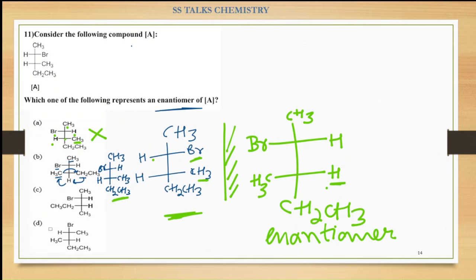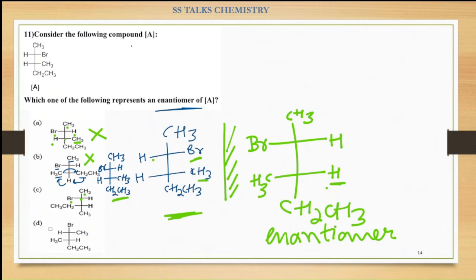That means even after the rotation, that is drawing its conformation, I am not getting the exact mirror image. So this one is again not my correct answer. Now the C option, if I observe it, here the first carbon center has the methyl group present, bromine on the left, hydrogen on the right. So this center is matching.